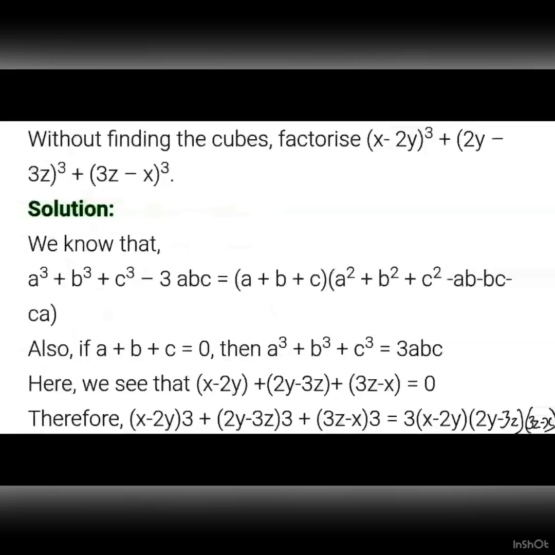So I can use the previous result. If a plus b plus c is 0, then a cube plus b cube plus c cube is equals to 3abc. Therefore the given expression is equals to 3 into first term, which is x minus 2y, into second term 2y minus 3z, into third term 3z minus x.